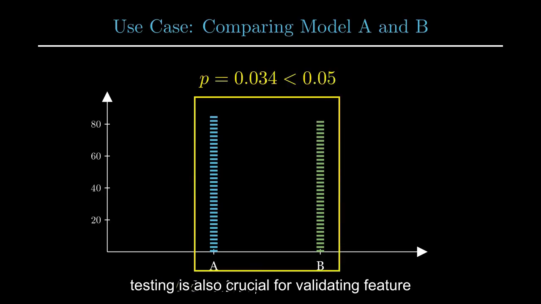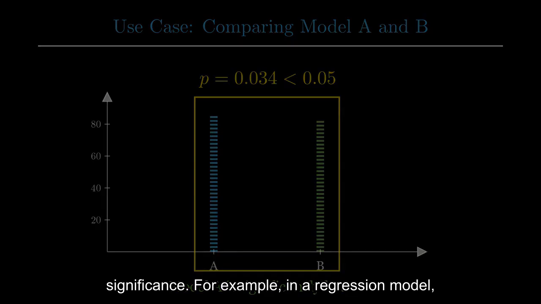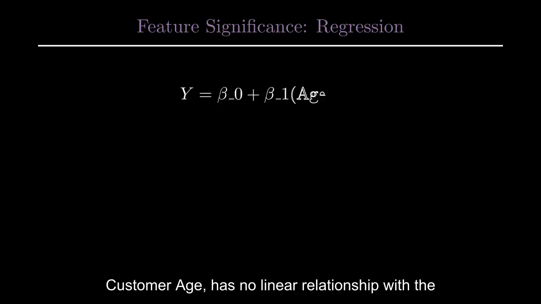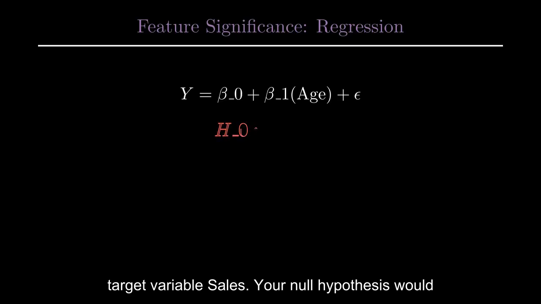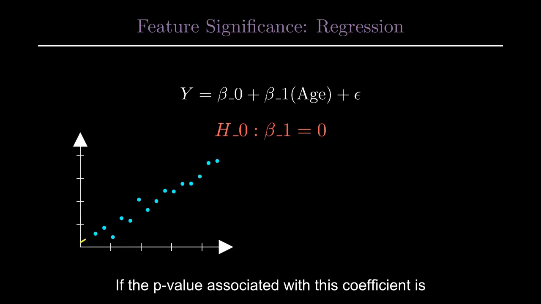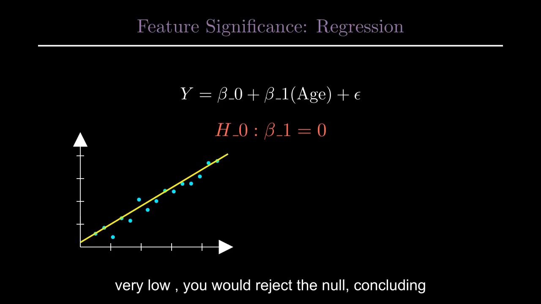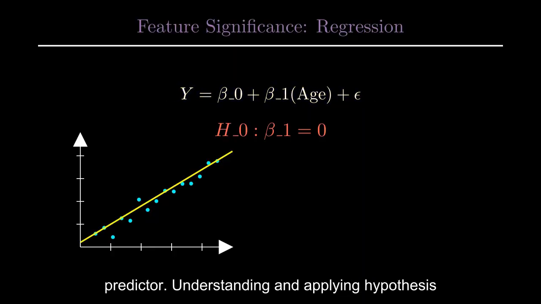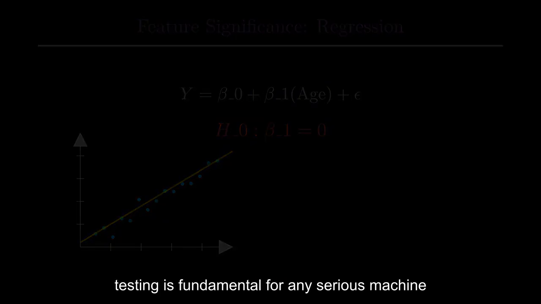Hypothesis testing is also crucial for validating feature significance. For example, in a regression model, you might hypothesize that a particular feature, say customer age, has no linear relationship with the target variable sales. Your null hypothesis would state that the coefficient for customer age is 0. If the p-value associated with this coefficient is very low, you would reject the null, concluding that customer age is a statistically significant predictor.